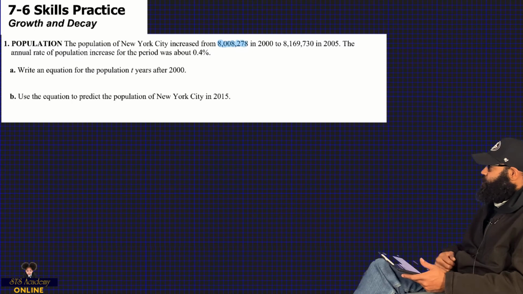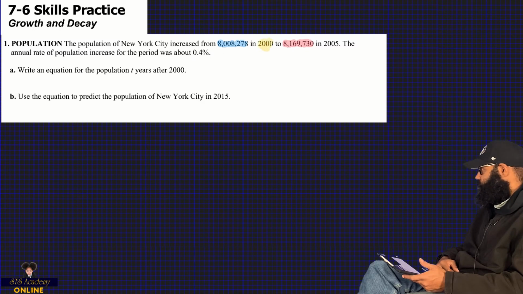The population of New York City increased from 8,008,278 in 2000 to 8,169,730 in 2005. So we're highlighting important information, of course. The annual rate of population increase for the period was about 0.4%. So, write an equation for the population T years after 2000.